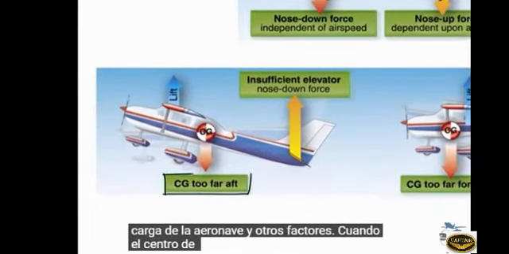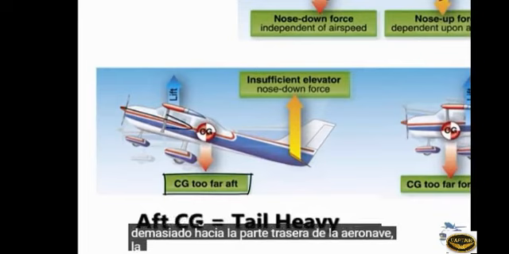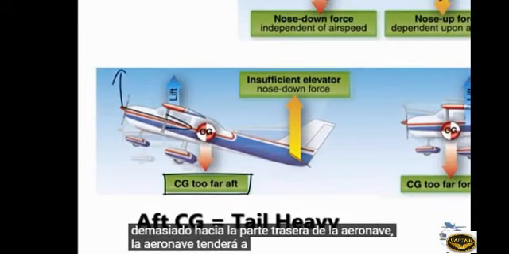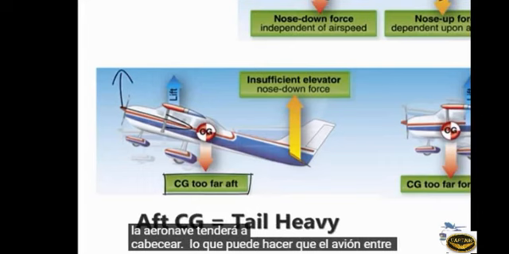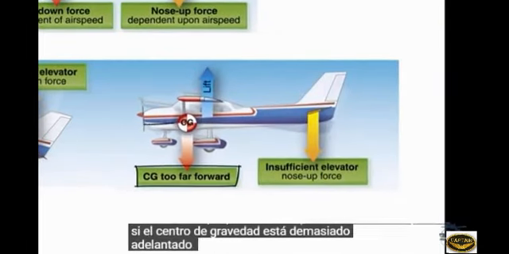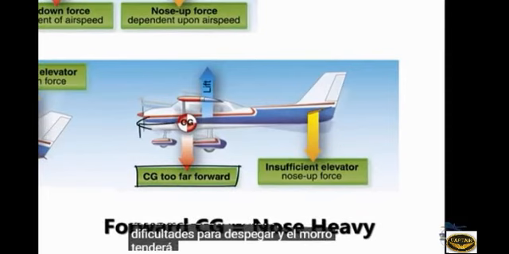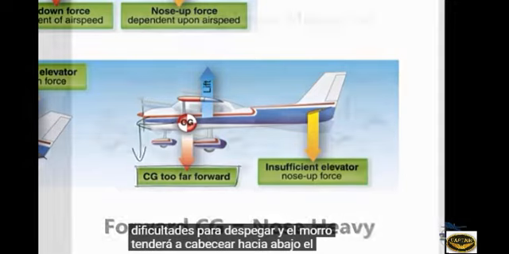When the center of gravity is too far aft, or too far towards the rear of the aircraft, the plane will have a tendency to pitch up, which can cause the plane to stall. While having the center of gravity too far forward, the plane will have a hard time getting off the ground, and the nose will tend to pitch down.